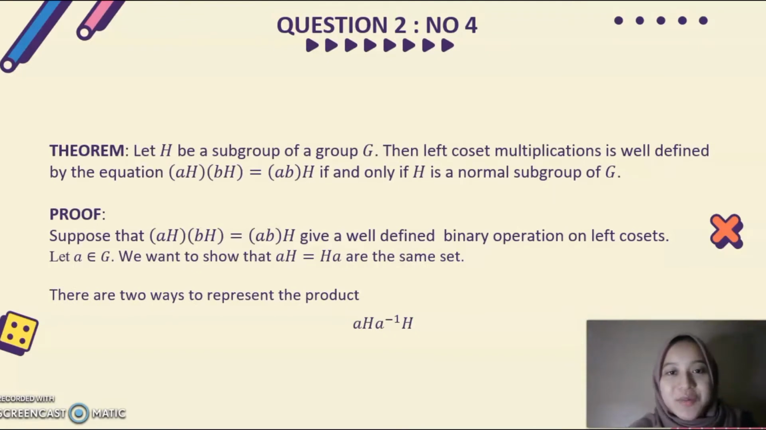Next, let's see the theorem in question 2, number 4. Let H be a subgroup of a group G. Then left coset multiplication is well defined by the equation aH times bH = abH if and only if H is a normal subgroup of G. Let's prove this theorem. Suppose that this rule of multiplication is well defined. We let a be an element in G. We want to show that aH and Ha are the same set. There are two ways to represent the product aH times a^(-1)H.